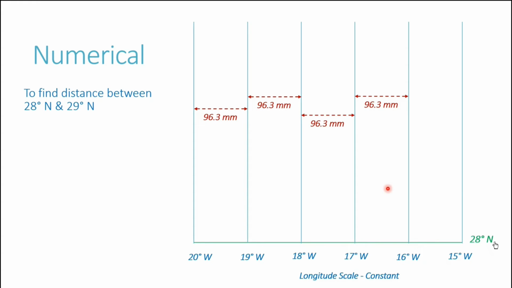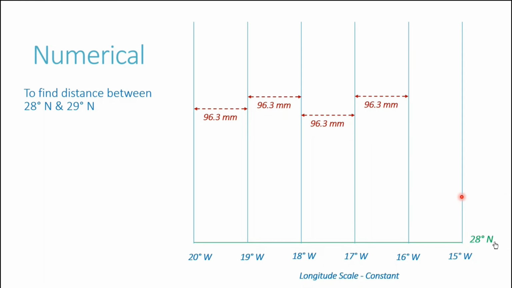Now to draw the parallel of 29 degrees north, I need to know how much distance I need to keep between the 28 degree north parallel and the 29 degree north parallel. I need to know this in millimeters. So how can we obtain this? I am aware of the length of 1 minute of longitude. I have already calculated it. Now, how to find out the length between the 28 degrees parallel and the 29 degrees parallel?